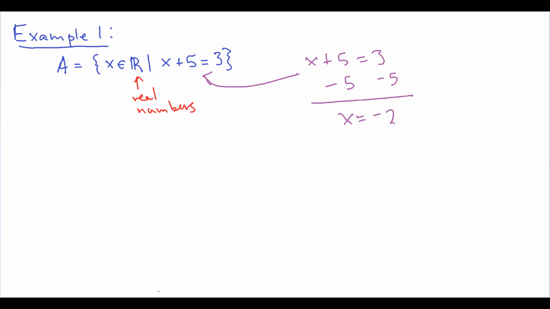So in other words, what this set definition is telling us is that we just have the real number -2. So our original definition of A is a little bit clunky. I really could just say, okay, A is the set containing just the number -2.